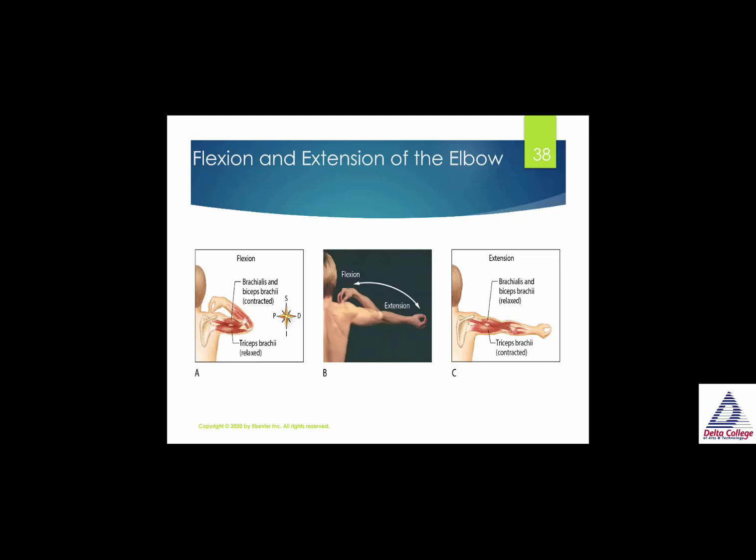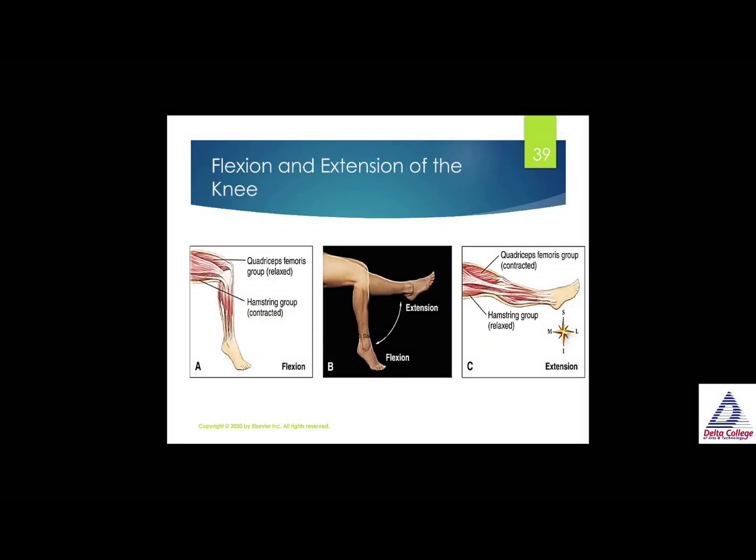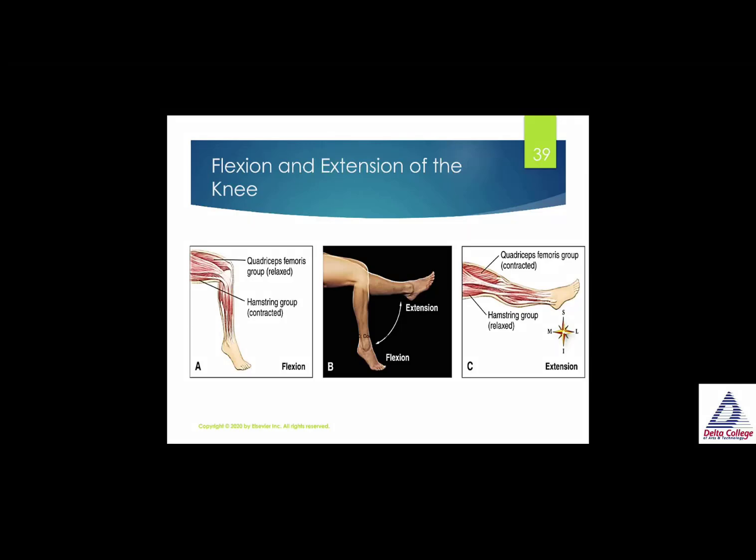This gives a good example of what flexion and extension are. If you notice in extension, it shows the brachialis and biceps brachii relaxed and the triceps contracted. When you flex, the brachialis and biceps brachii are now contracted and the triceps are relaxed. This is flexion and extension.